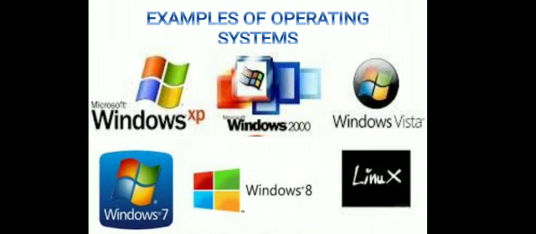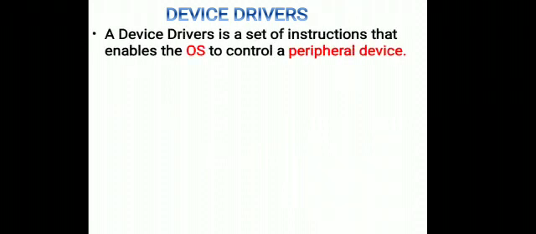Okay, next we see the second type of system software, which is a device driver. A device driver is a set of instructions that enables the OS to control peripherals. The OS will control all the peripheral devices. So what are all the peripheral devices we have seen? Mouse, monitor, keyboard, printer, scanner. So these are all the peripheral devices.